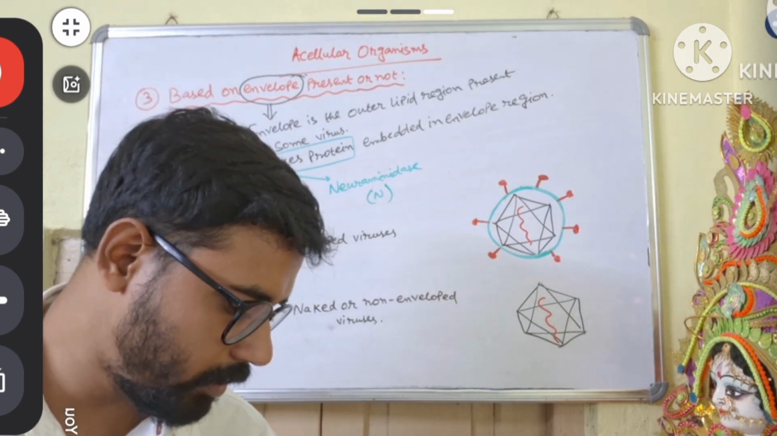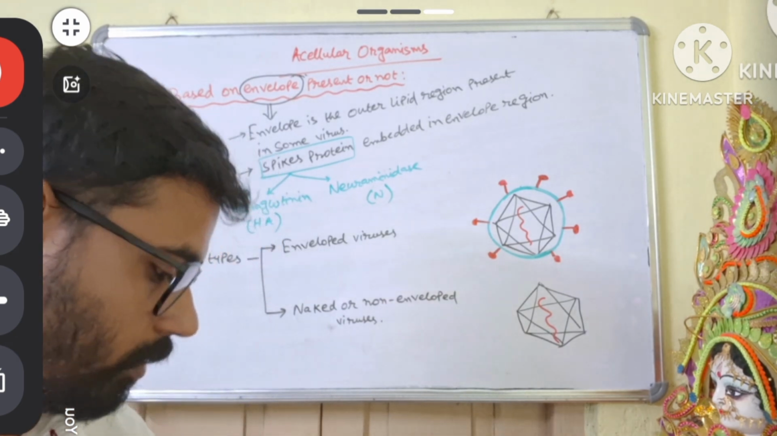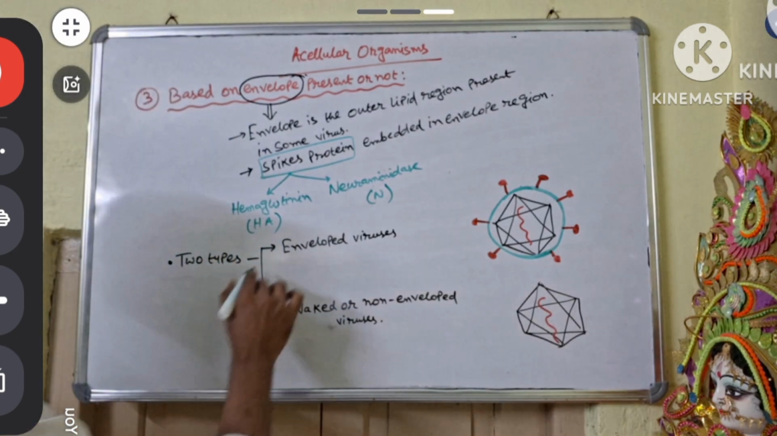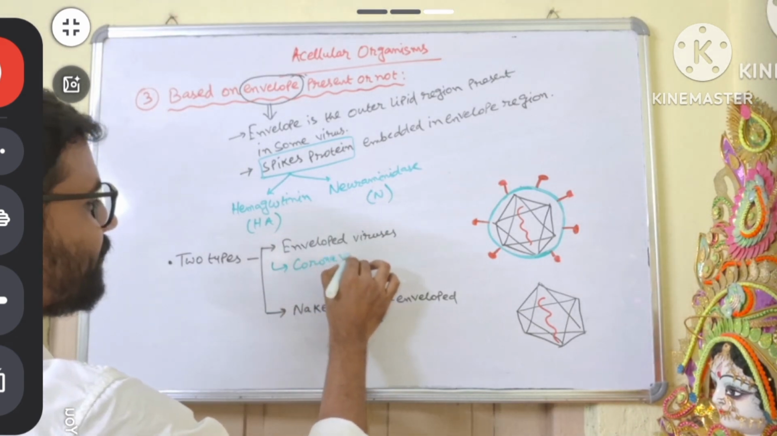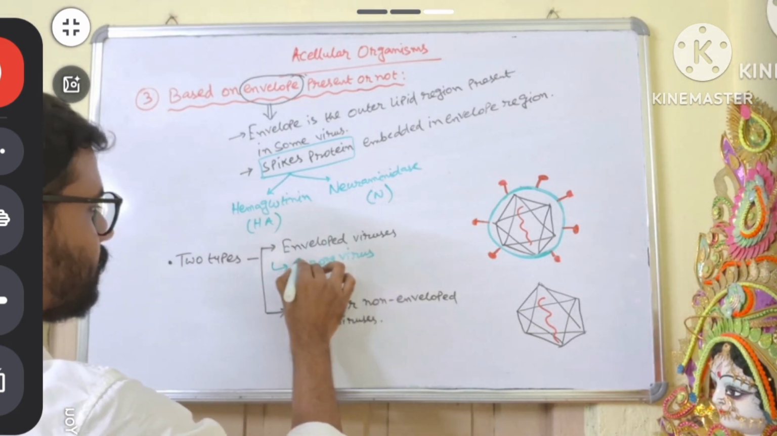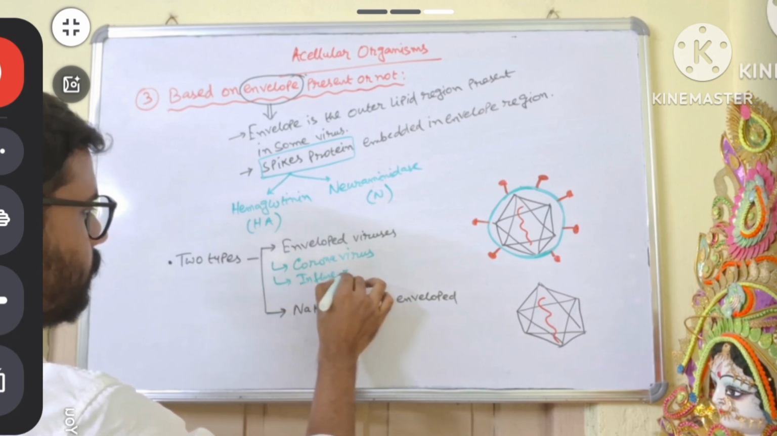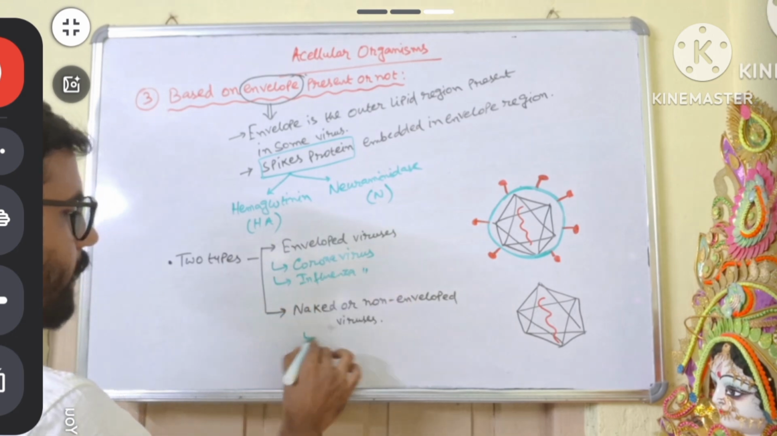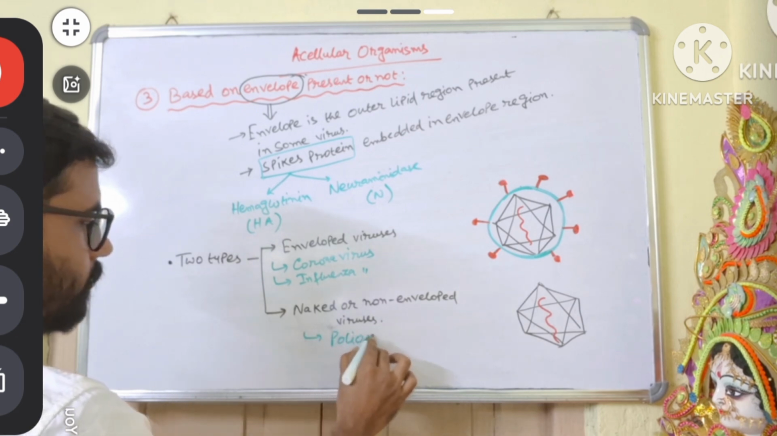Coronavirus is in which category? Envelope virus. Coronavirus, envelope virus. Influenza virus too. Naked virus, example, poliovirus, adenovirus, etc.